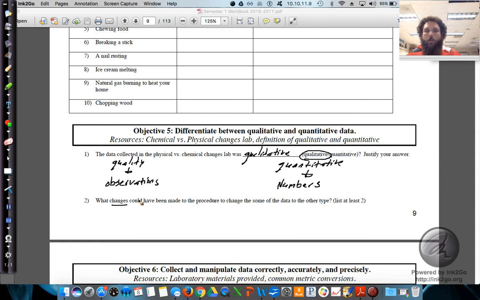And then what changes could you have made in order to make this quantitative? So the big one here is that you could have collected temperature. Use a thermometer. The other thing is that you could have measured the liquids. Those are the two ways that you could have made this quantitative.